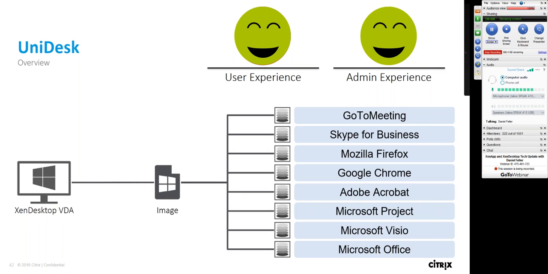Now, if I have an update to Microsoft Office, for instance, I update the Office layer, and then I go out to that image that I created inside of Unidesk. All your images, you define them inside of Unidesk, and I'll say, okay, update all my images that have Microsoft Office, and it goes ahead and does that all automatically for you.